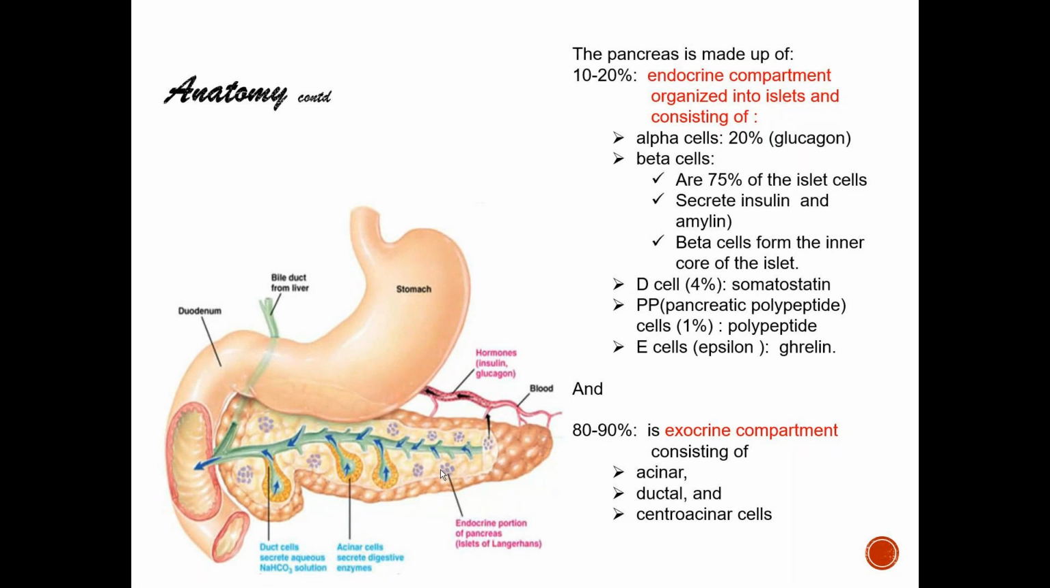And in the endocrine component, the majority of cells in the islets are the beta cells, which make up almost 75% of the islet cells.